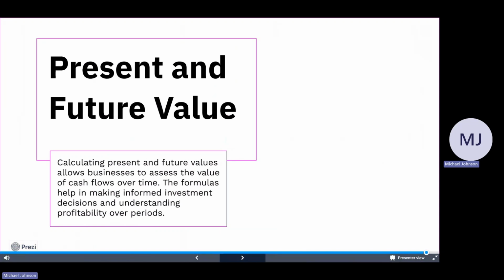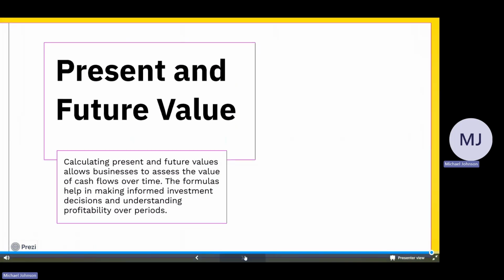Calculating present and future values allows businesses to assess the value of cash flows over time. The formulas help in making informed investment decisions and understanding profitability over periods.